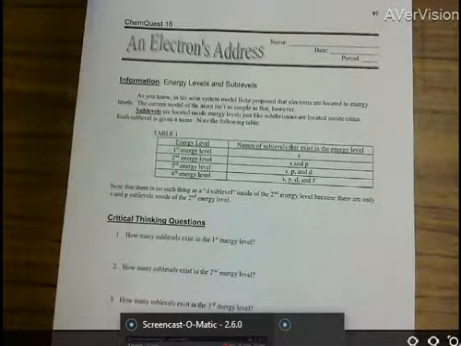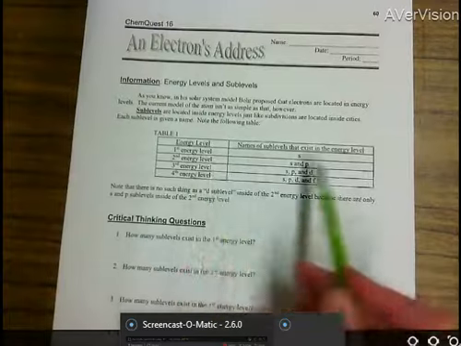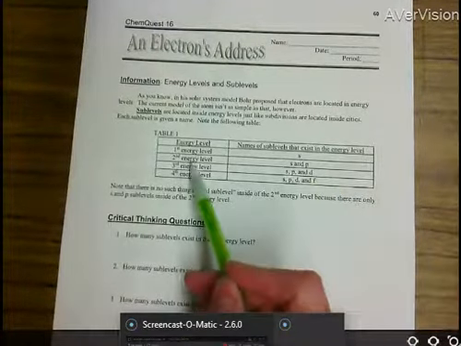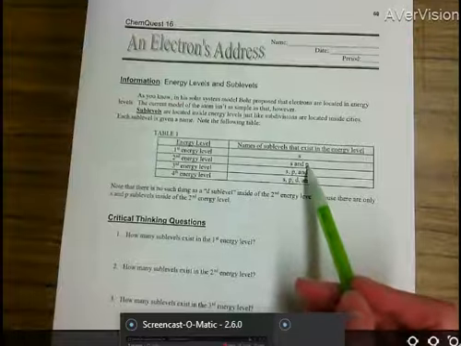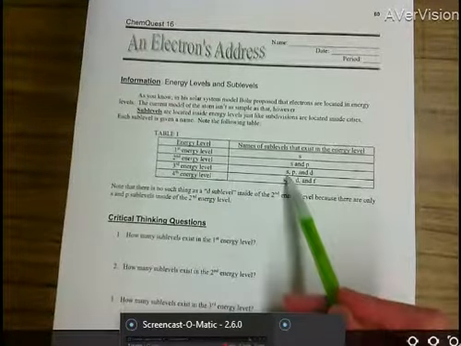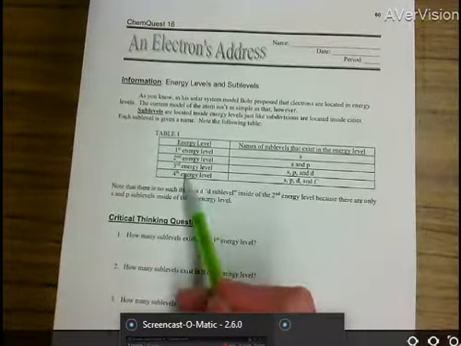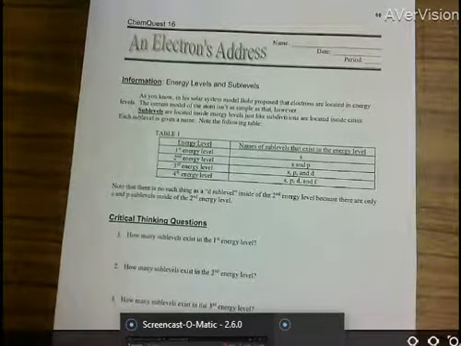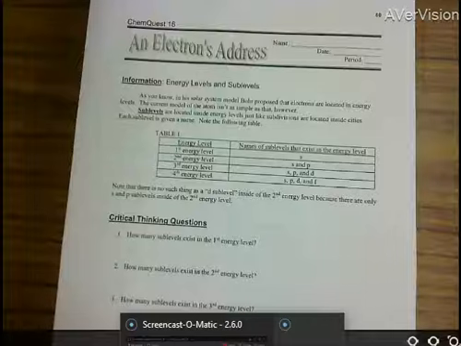Note the following table. The first energy level can have one sublevel, and it's an S. Second energy level can have two sublevels, S and P. Third energy level can have three, S, P, and D. And fourth can have four, S, P, D, and F. Note that there is no such thing as a D sublevel inside the second energy level because there are only S and P sublevels inside of the second energy level.